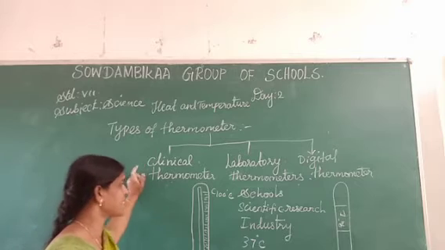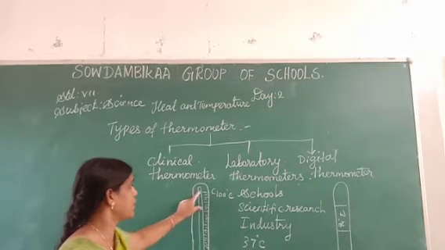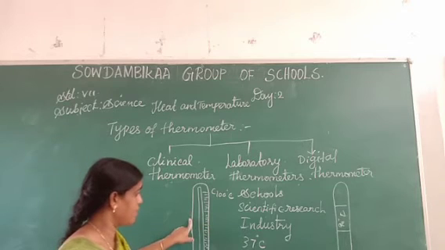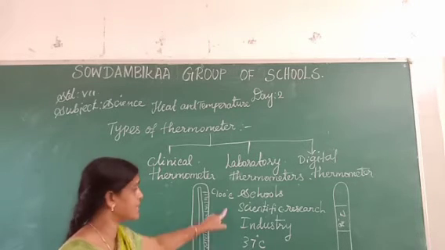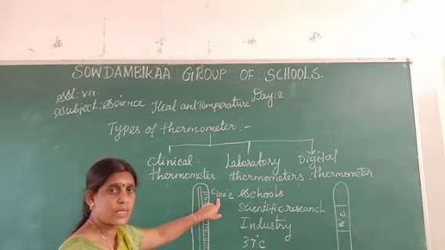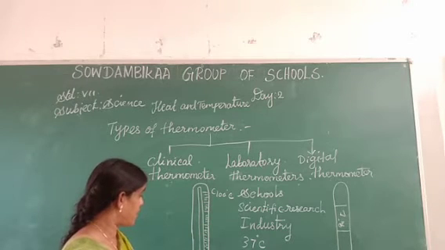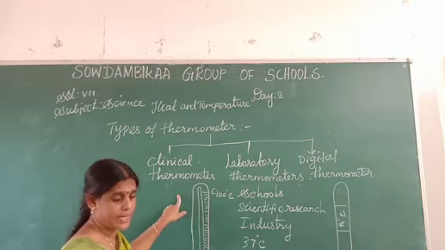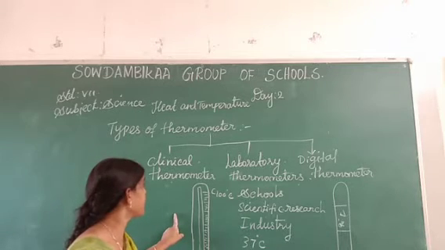Next, the mercury thread has both Celsius marking and Fahrenheit marking on the two sides. The lower limit is 35 degrees Celsius and the upper limit is 42 degrees Celsius. Here 94 degrees Fahrenheit, here 108 degrees Fahrenheit. So there are many uses of the clinical thermometer.